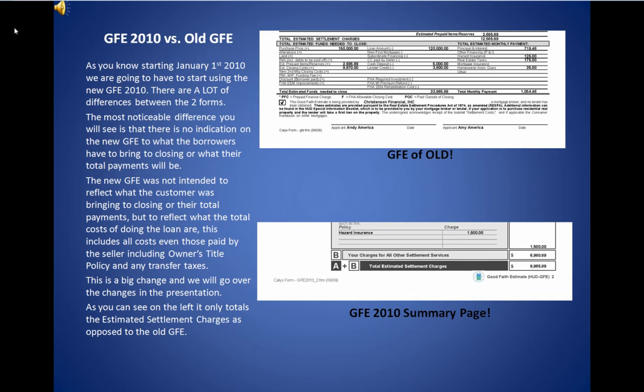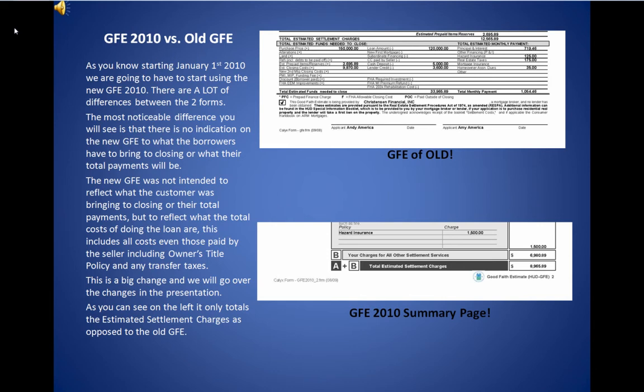What HUD has said, at least from what they have told us, is that they thought the old good faith was confusing to the customer, and the new good faith is essentially, this is it. This is how much your loan is costing, and this is what you have to pay to get your loan done. So no more looking at the bottom of the good faith and seeing what it's costing and what their payments are going to be. All that information still will be on page 4 of the 1003.